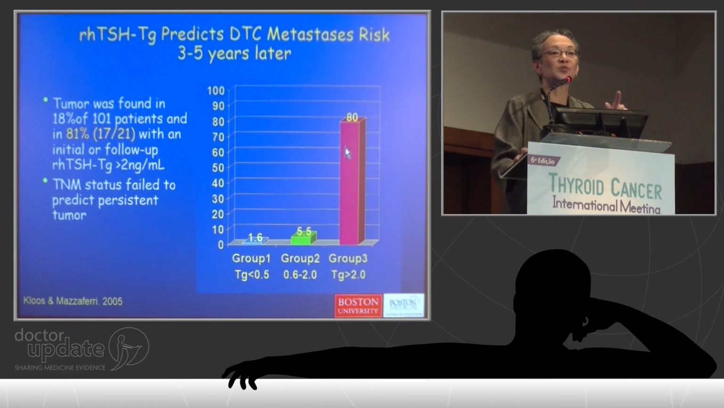So a lot of people wonder where that 2 comes from. This is the study that it comes from, so that when we talk about a stimulated TG greater than 2 being at high risk for recurrence, this is derived from Dr. Mazzaferri's study.